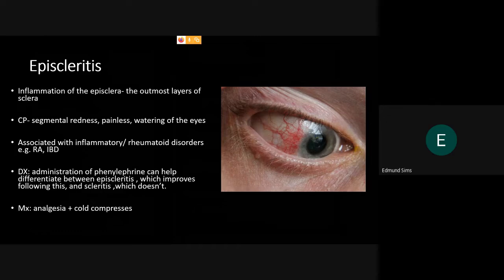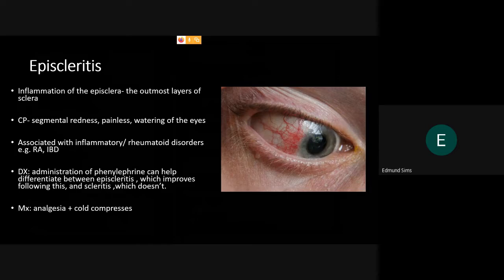Episcleritis. So the sclera, the white part of the eye, goes all the way around the orbit, and the episclera is the outermost area. So the typical clinical presentation is painless, segmental redness, so only a part of the eye, and you get watering of the eyes. So it's implicated with a load of different conditions. So you've got inflammatory and rheumatoid diseases, IBD, RA, I think SLE is also implicated as well.